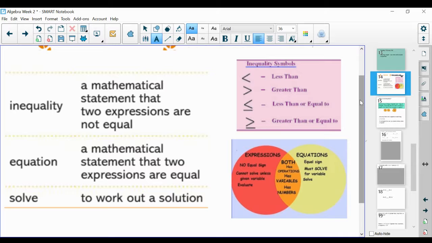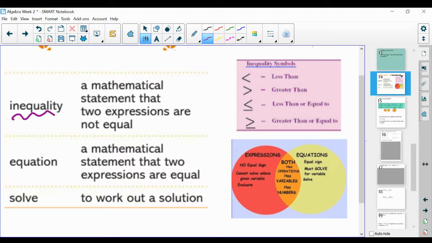An inequality is a mathematical statement that two expressions are not equal. So we have used this word right here before, equality, which means equal. And this means not, so not equal.